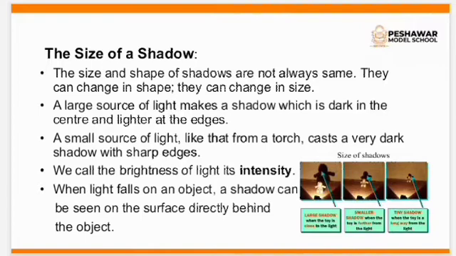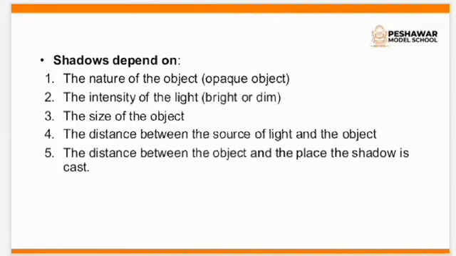We call the brightness of light its intensity. Always remember, when we use the word intensity, that means the brightness of light. We are talking about the brightness of light. When light falls on an object, a shadow can be seen on the surface directly behind the object. You can also see in this picture how different sizes of shadows are pictured. These are the ways shadows depend on things.